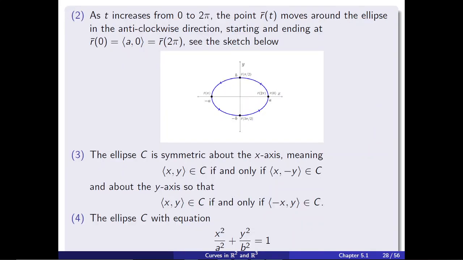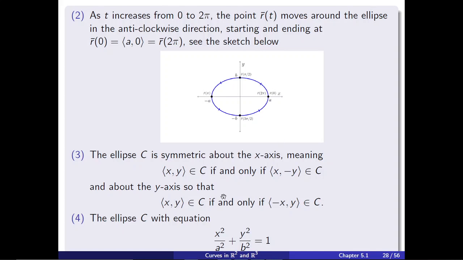And as t increases from 0 to 2 pi, the point r of t moves along the ellipse in the anti-clockwise direction, just like the circle, right? It moves along the path of the ellipse, and starts from 0 here and then goes up to 2 pi, which is the same point (a, 0), and the sketch tells us that.